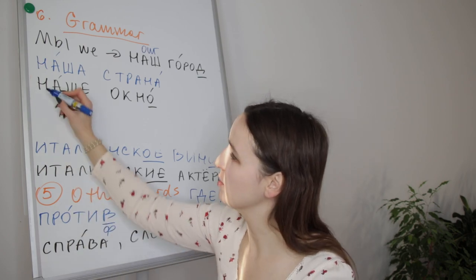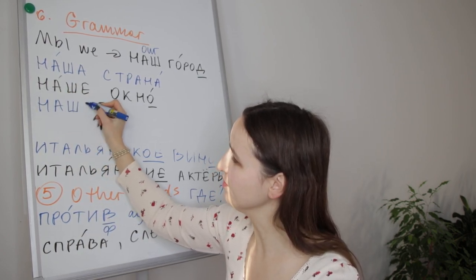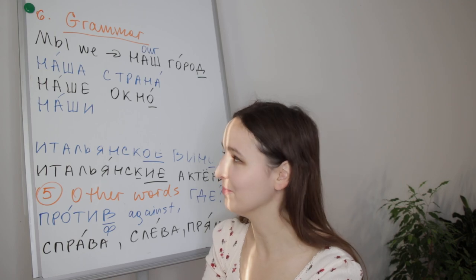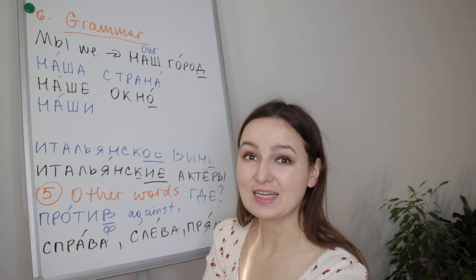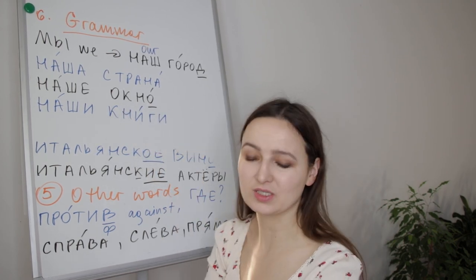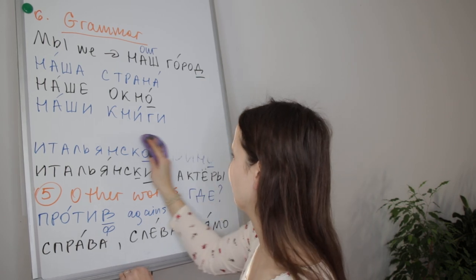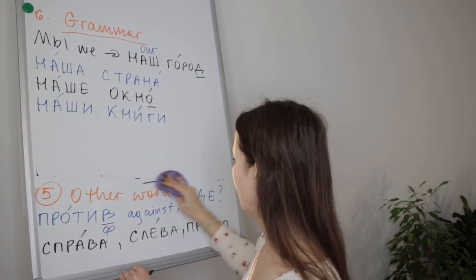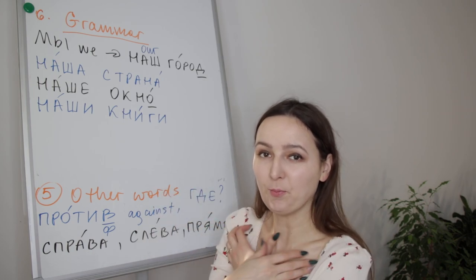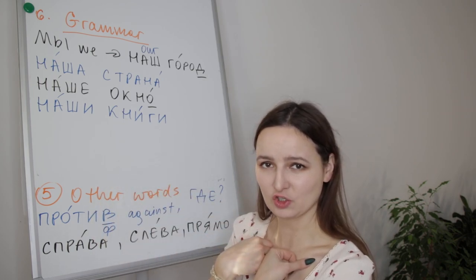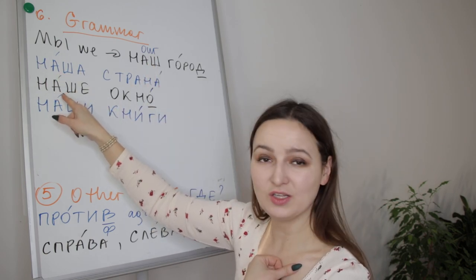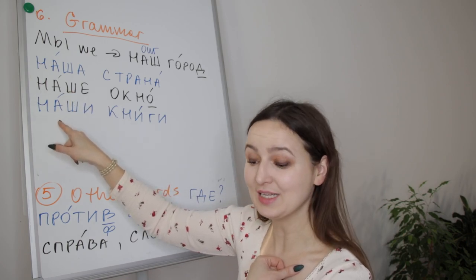And let's finish with plural. In plural, it will be наши. Наши, our, and it will be followed by a noun in plural. Наши книги, our books. Очень хорошо. So that was about мы, we, and how to say our in Russian. Our in masculine, наш. Our in feminine, наша. Our in neuter, наше. And our in plural, наши.